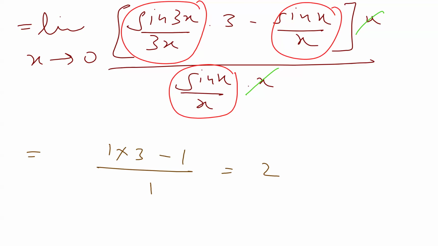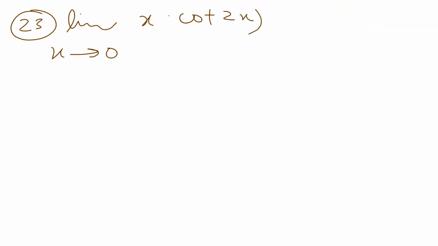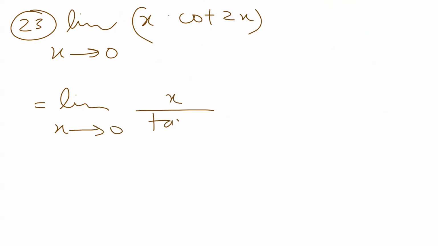Let us go to question number 23. These are very simple problems. By the way, right over here, x approaches 0, so 3x also approaches 0. Question number 23. Limit x approaches 0, x cot 2x. Take that cot down. It will be tan 2x.